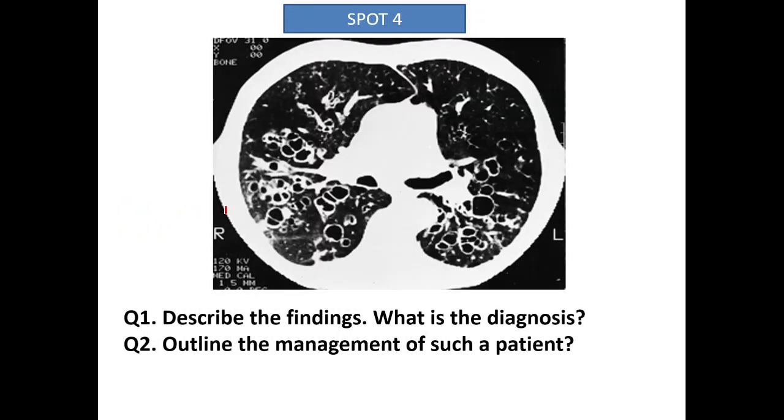Spotter number 4, this time chest CT. The question is: what are the findings? What is the diagnosis? And outline the management. To look at the cavities, they might ask you to read the entire CT film. If it is an afternoon spotter, they might ask you the difference between contrast CT and non-contrast CT, how to pick it up, what amount of contrast is being used, and what are the specific findings in fungal pneumonia, viral pneumonia, bacterial pneumonia, and what fancy signs you will get in pulmonary embolism. Those kinds of questions might be there.